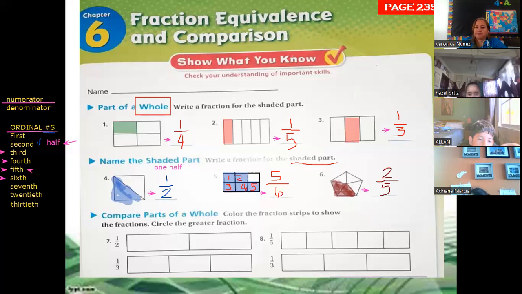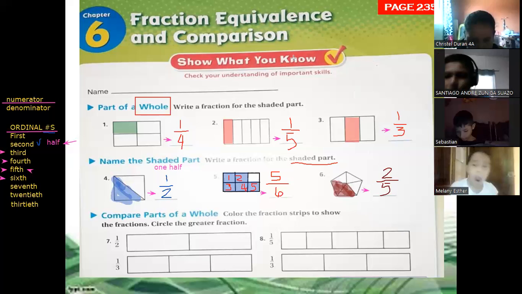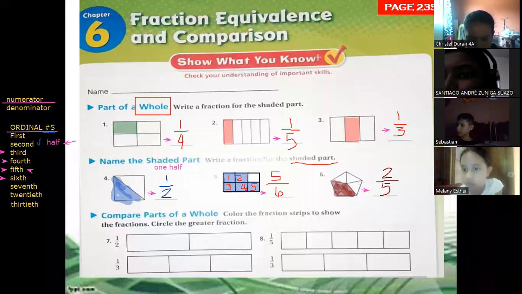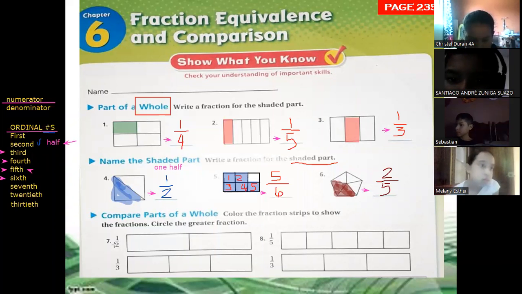Okay, second part. Compare. Compare parts of a whole, color the fraction strip to show the fraction. Circle the greater fraction. How many parts do we have to color in the first section? In the first one, this one. The fraction is 1/2.